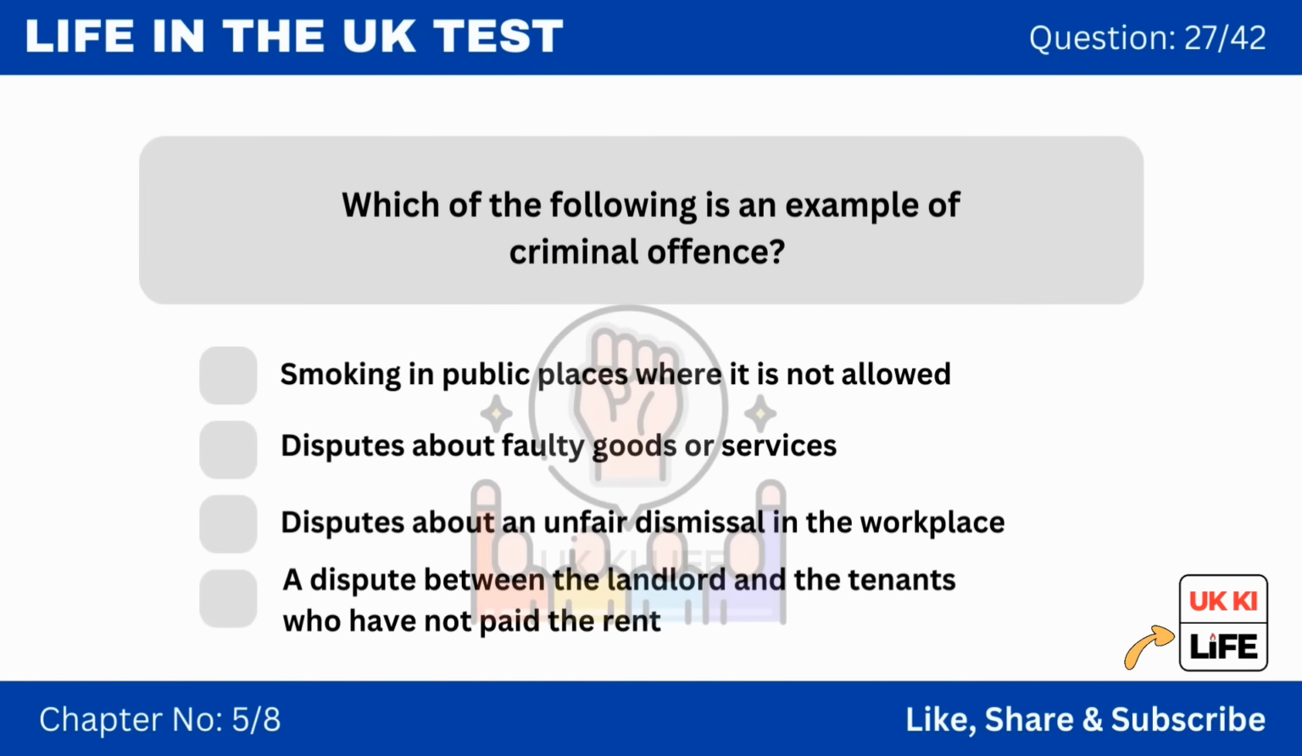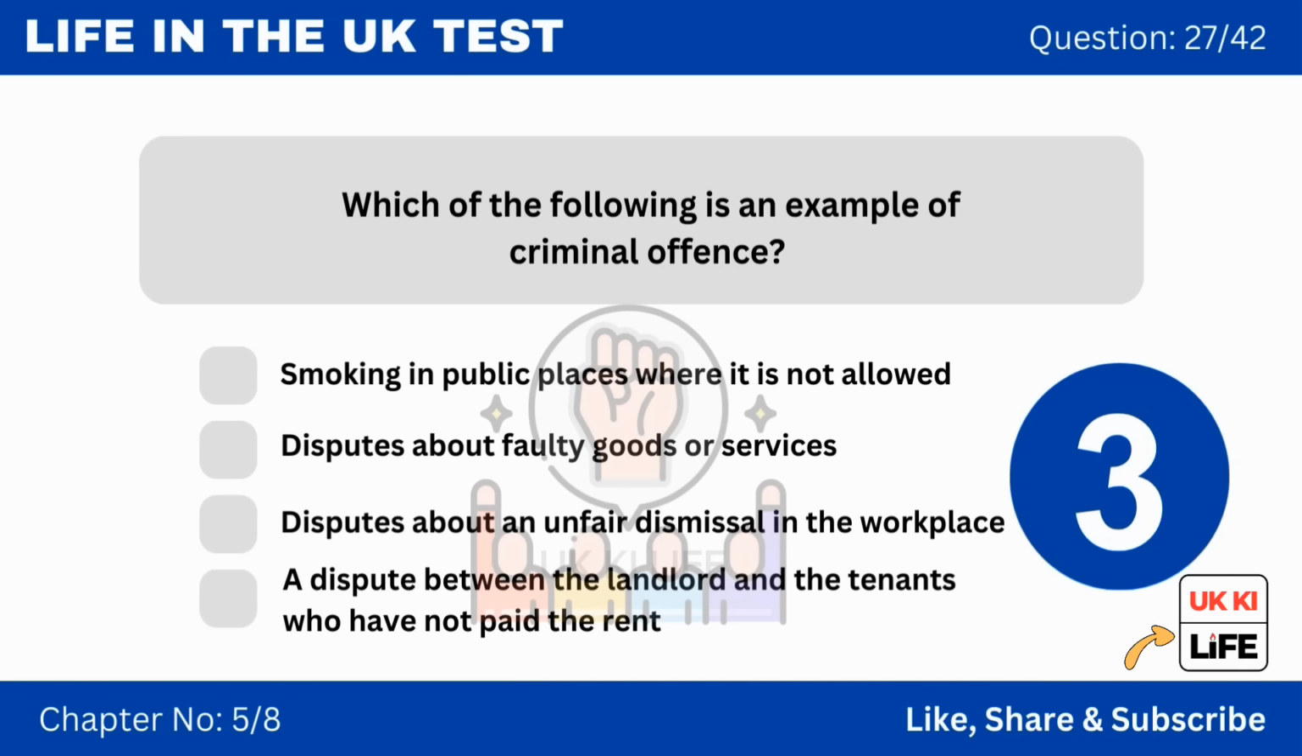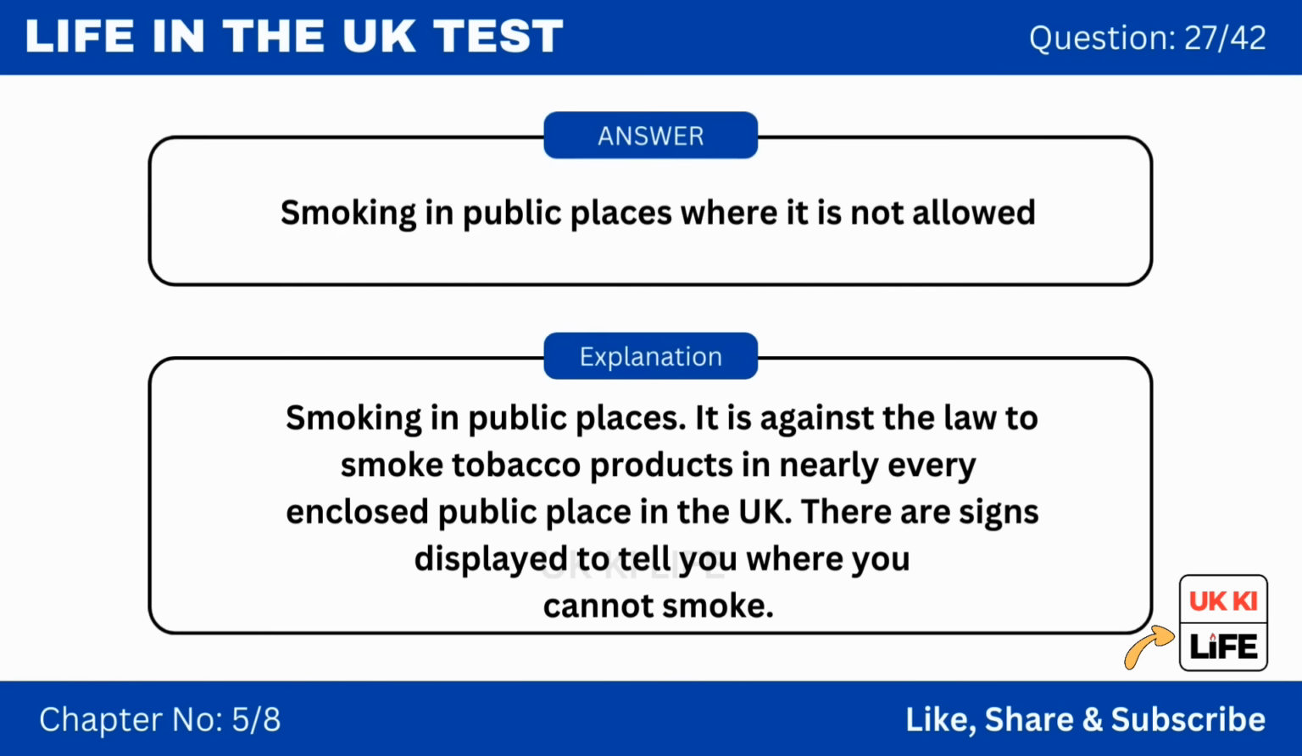Question 27. Which of the following is an example of criminal offense? Smoking in public places where it is not allowed. Disputes about faulty goods or services. Disputes about an unfair dismissal in the workplace. A dispute between the landlord and the tenants who have not paid the rent. The correct option is A. Explanation. Smoking in public places. It is against the law to smoke tobacco products in nearly every enclosed public place in the UK. There are signs displayed to tell you where you cannot smoke.